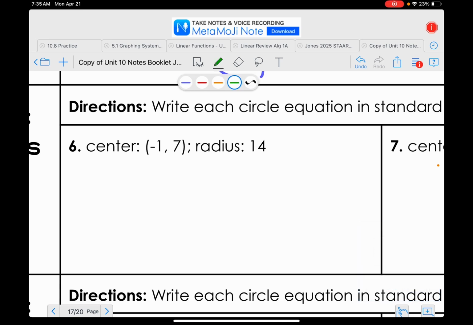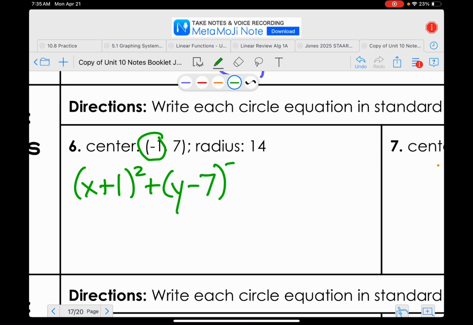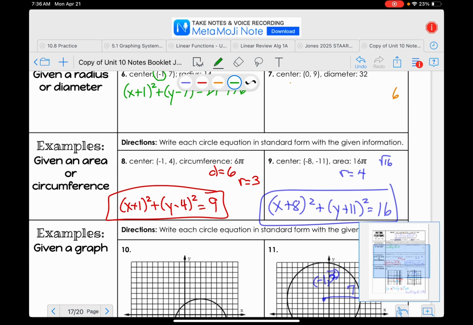So there is the center, so I'm going to go x minus h, so that becomes a +1, plus y minus k squared, don't forget your squares, equals the radius squared. And 14 squared is 196. And there's your equation of a circle.